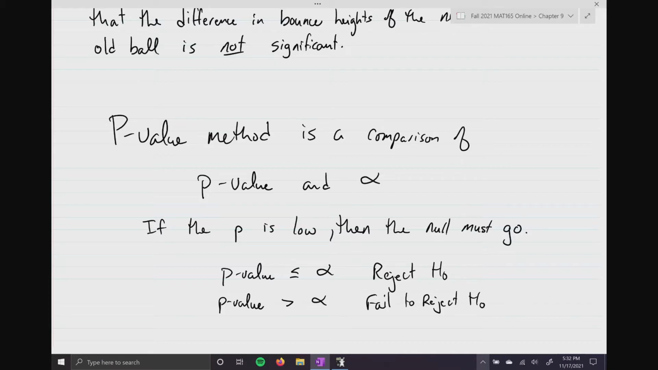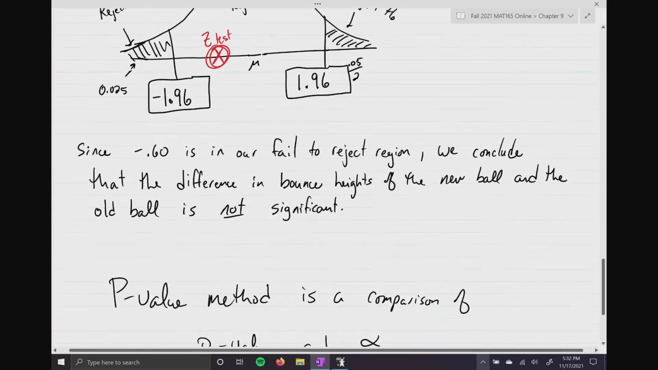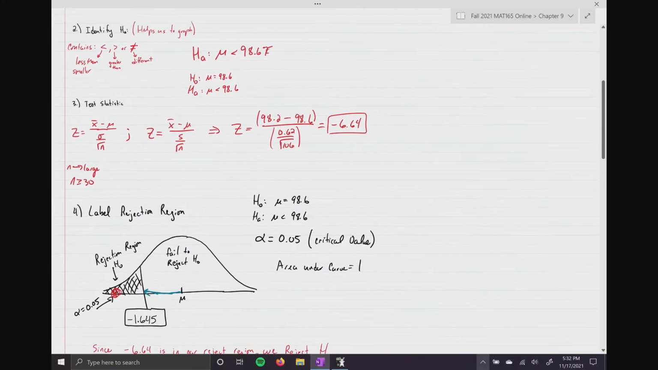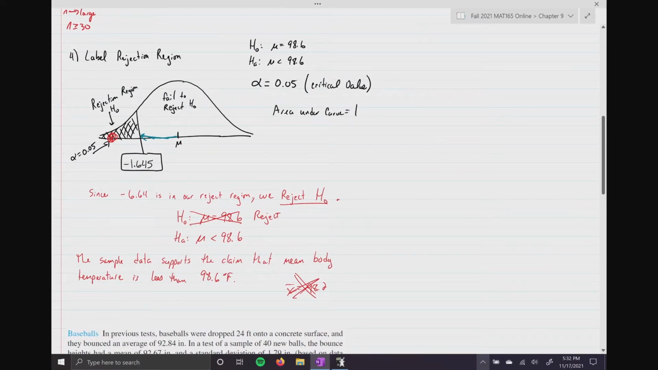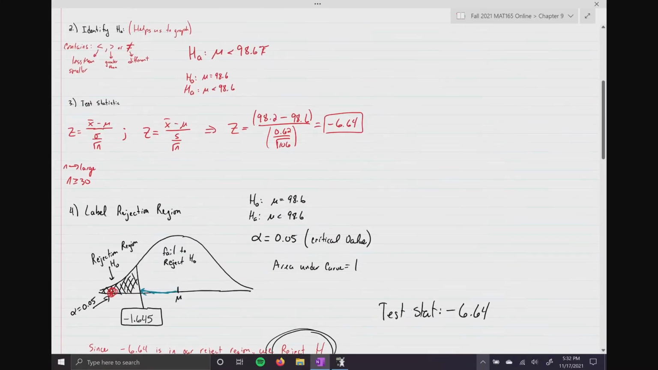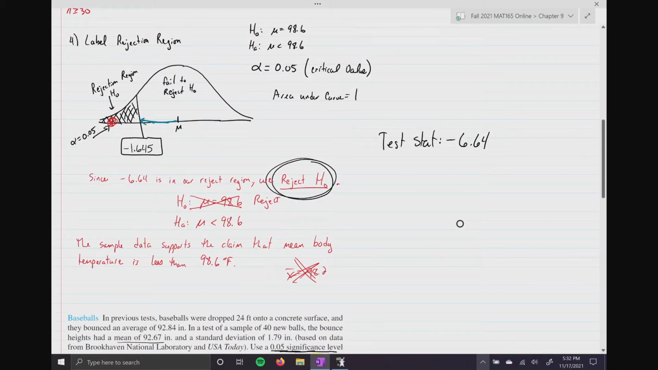But let me show you how this works. We're going to go back to the first problem. We've already established that we're rejecting the null hypothesis, so when we do the p-value method, we should come up with the same exact result. Here's how we do this. Our test statistic turned out to be negative 6.64, if I remember correctly. I just have to find it real quick. Yep, okay, our test statistic turned out to be negative 6.64.